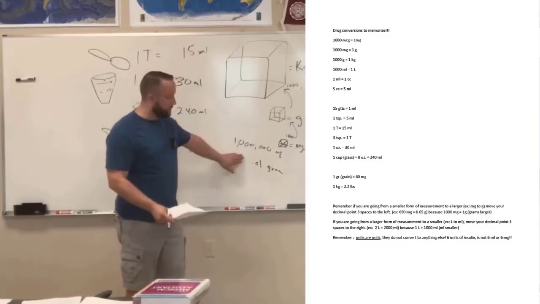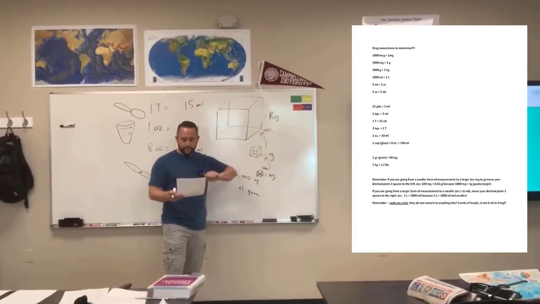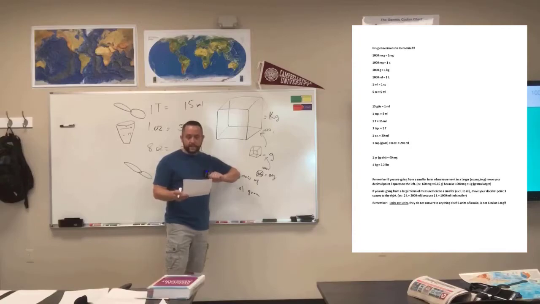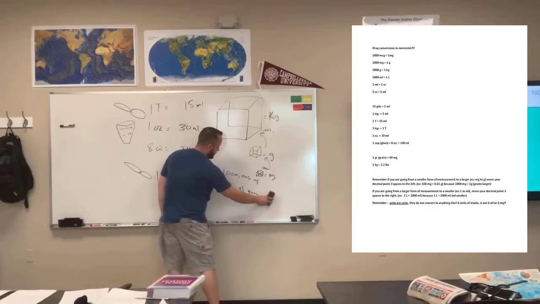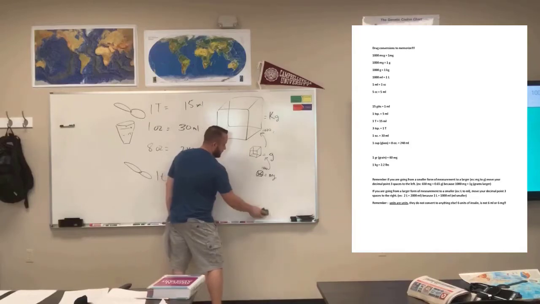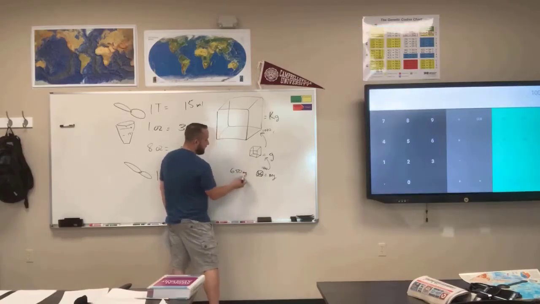Let's look at the bottom here to kind of follow along on this. So if you're going from a unit of smaller to larger, for example, milligrams to grams, move your decimal point 3 spaces to the left. Three spaces to the left. Okay, so 650, let me put it up here. 650 milligrams. Right here's my decimal point, right? 1, 2, 3. That's 0.650 grams.